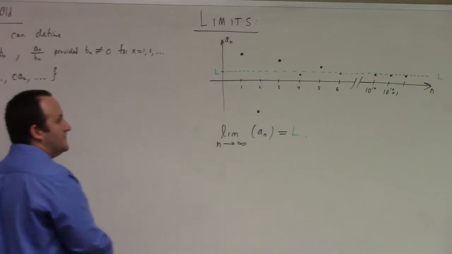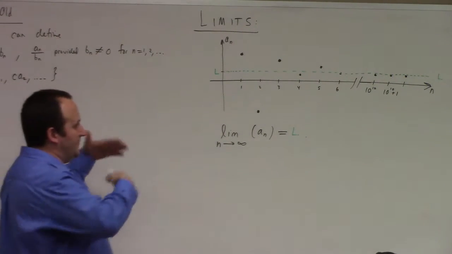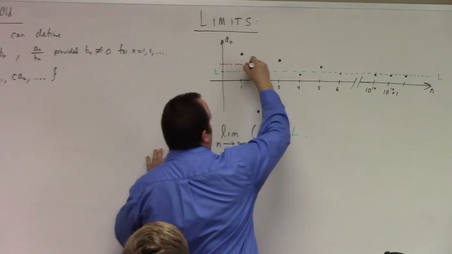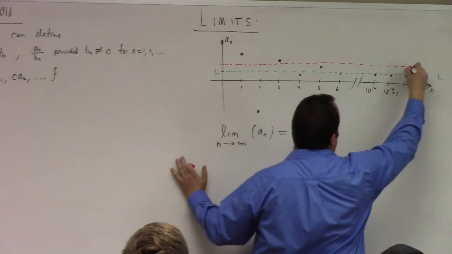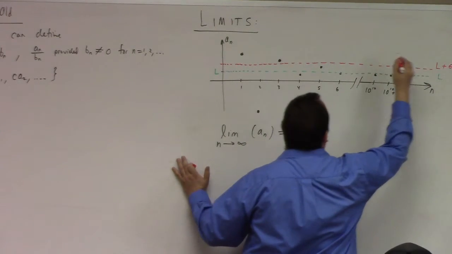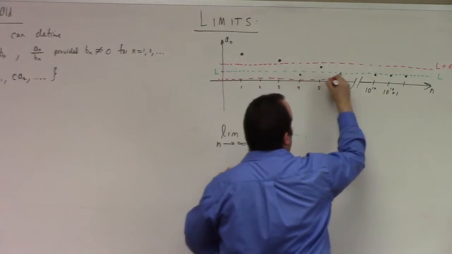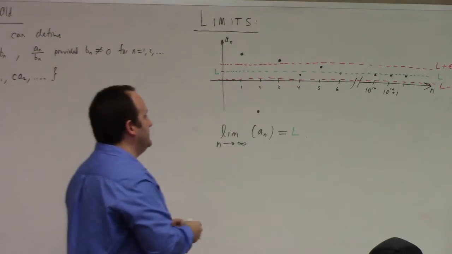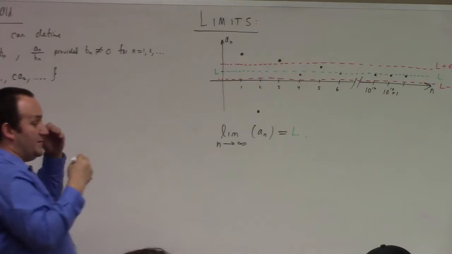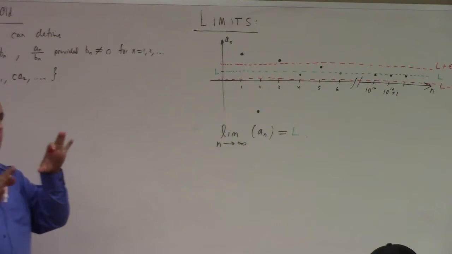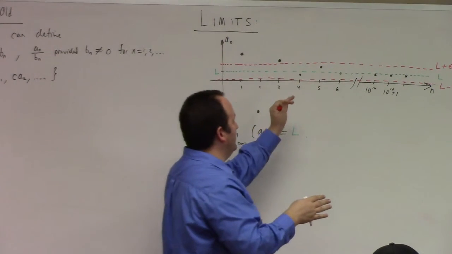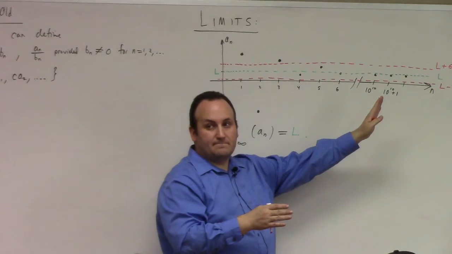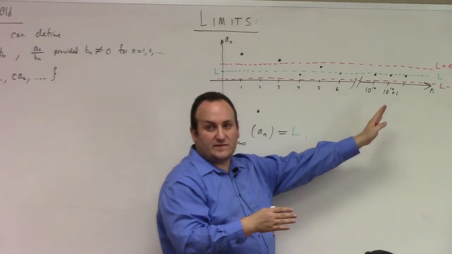And if the limit exists, what that means is you can look at some epsilon band. So let me draw a specific one here. Here's L plus epsilon, and here L minus epsilon. All right. And so if you look at this epsilon band, there comes some point in the sequence such that beyond that point, everything in the sequence fits into the epsilon band. This is what it means for the limit to exist.